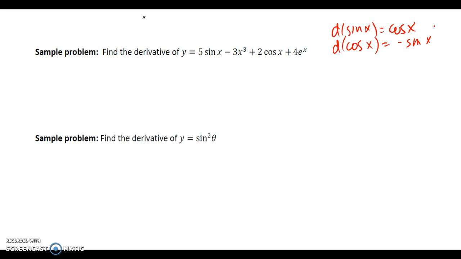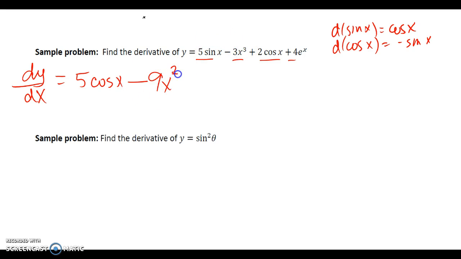So for this first sample problem, basically you're taking a term at a time when you do the derivative. So dy/dx, the first term, the derivative of 5 sine x will be 5 cosine x. The second term, the derivative of 3x to the third, and I still have my minus there, will be 9x squared, right? Then the derivative of 2 cosine x will be 2 negative sine x. So I'm going to bring this negative out here and say minus 2 sine x. And then the derivative of 4e to the x is just 4e to the x, right?